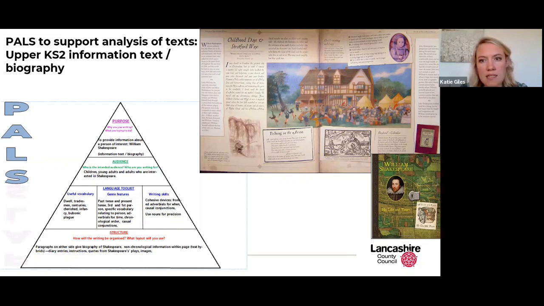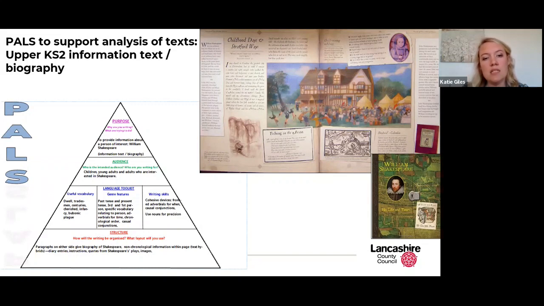So in terms of this text, it's both past tense and present tense. So we've got parts of it in past tense, and we've also got some parts of it that are written in present tense. We've got specific vocabulary relating to that person. We've got adverbials for time used again, chronological order, and causal conjunctions.